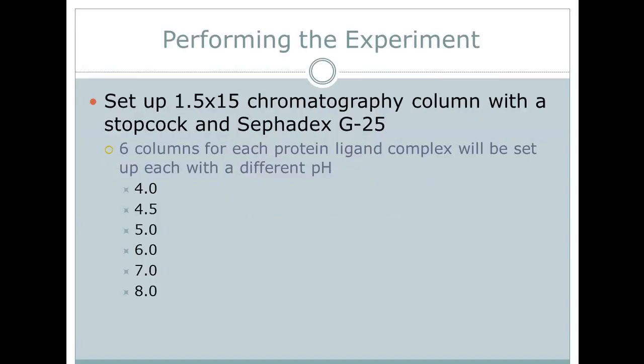To perform this experiment, we'll set up 6 different chromatography columns for each of the protein-ligand complexes that will be studied. Each column will be of varying pH levels. The pH should affect the amount of phenol red that binds to the serum albumin and the amount of oxygen that binds to the hemoglobin.